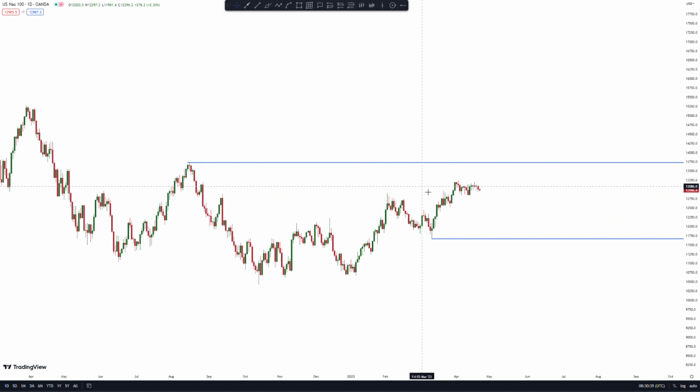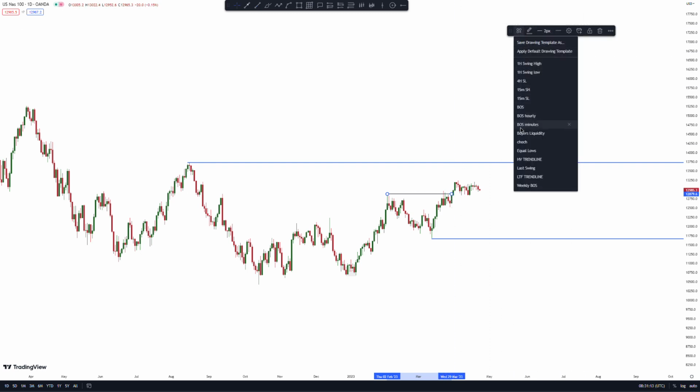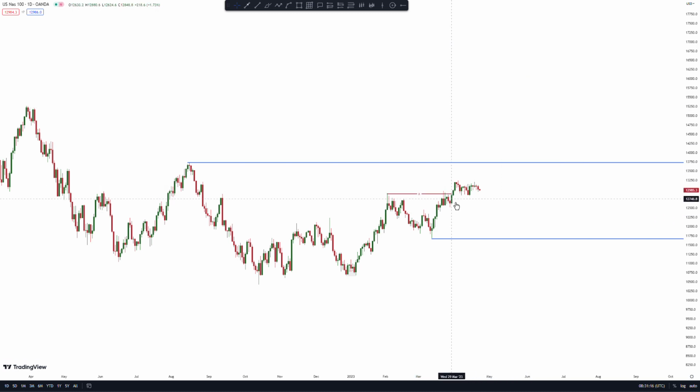We have seen that it has respected some area. So this is the strong low that we had. This low, it was our strong low, and we broke above this. This is our break of structure. Break of structure. Then this is our new low.